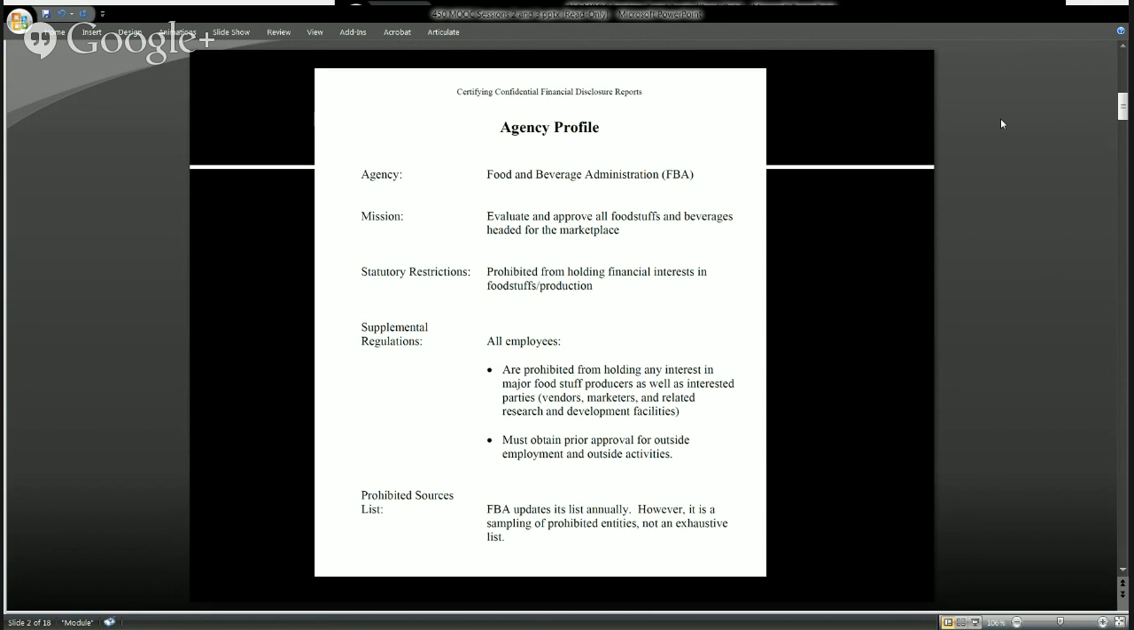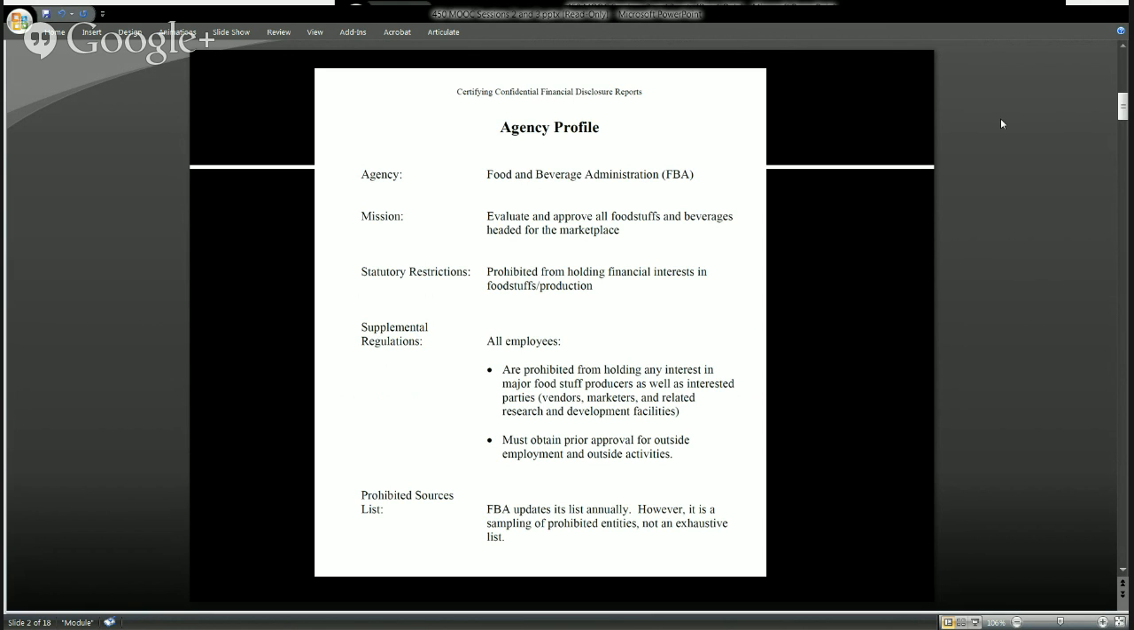So we've provided you a profile of our fictional agency for the purposes of this exercise. And you can see here the agency we're working for is the Food and Beverage Administration, a fake agency, but maybe not unfamiliar to some of you in its mission. And its mission is to evaluate and approve all foodstuffs and beverages headed for the marketplace. So these are our food inspectors. They do approval of foodstuffs and beverages headed for the marketplace. And they have some special requirements.